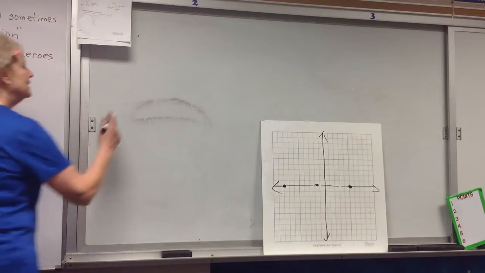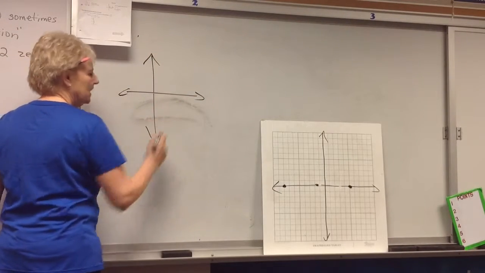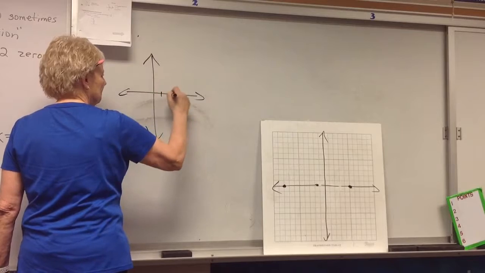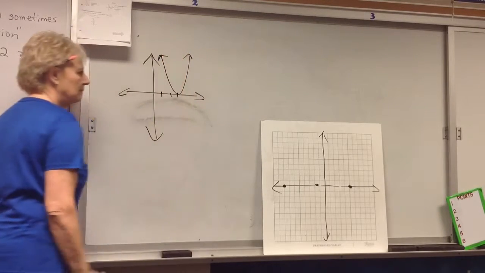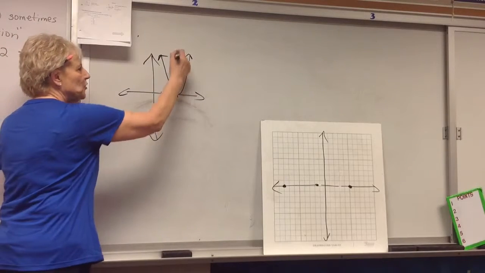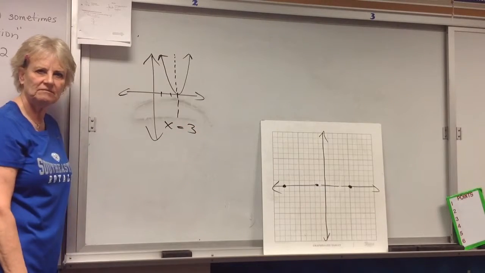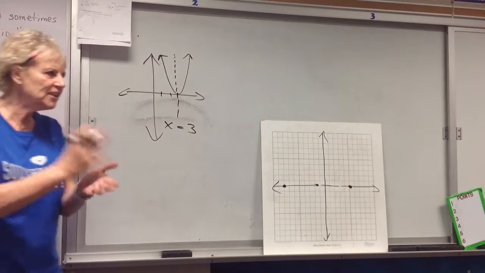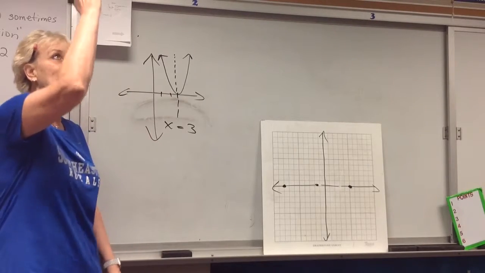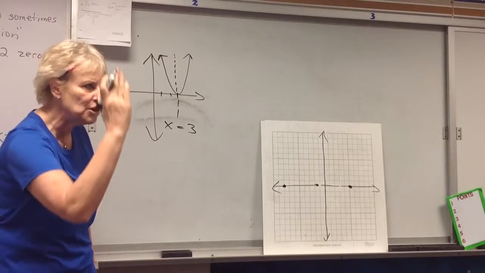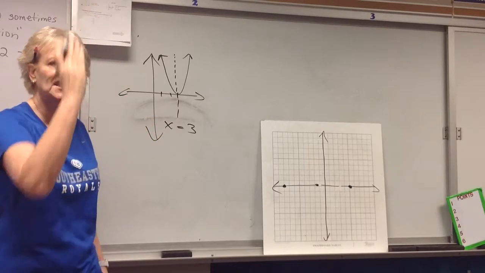Okay, stop. Now, what is the x-intercept? 3. So your axis of symmetry, x equals 3. You with me? All you need to know right now is the axis of symmetry is an imaginary line going through your parabola that cuts it in half.